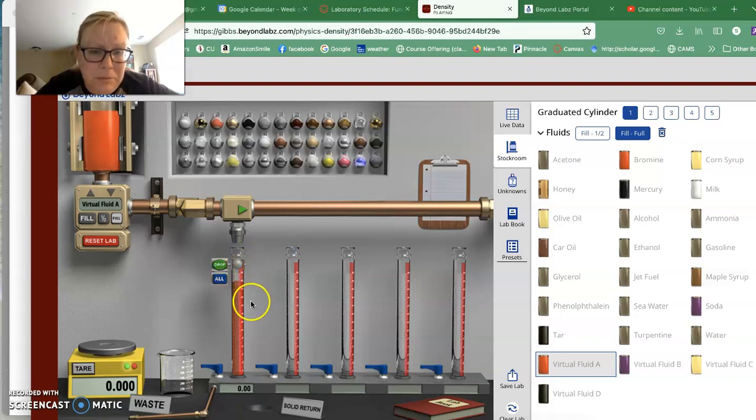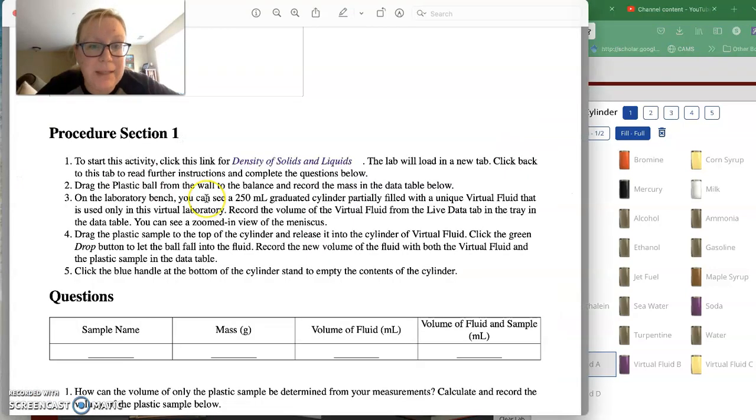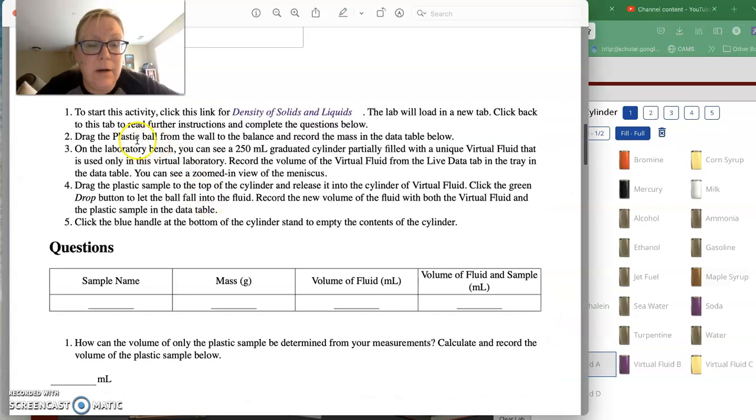I want you to notice that this is filled with virtual fluid A here, right? The graduated cylinder. And so when you want to drop the ball in, all you have to do is hit drop, okay? And that will drop the ball in. And so if we go back here, it says you're going to drag the plastic ball from the wall.